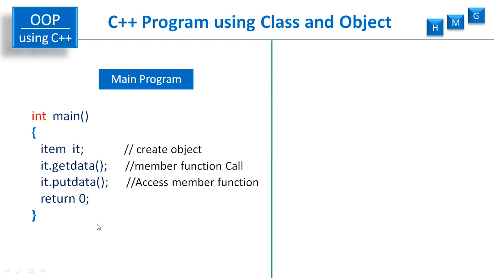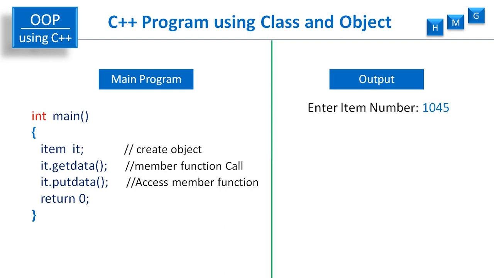The output of this program: first of all, the IT object will be created. Then the IT object will call the getData function. Now the getData function is executing here. It will accept input by displaying a prompt message, enter item number. Suppose I entered 1045 as item number. Then the second statement will be executed. It will accept the item name. Suppose I enter printer. Then it will accept the cost of item. Suppose I enter 12,500. So like this, the getData function is called by the IT object.